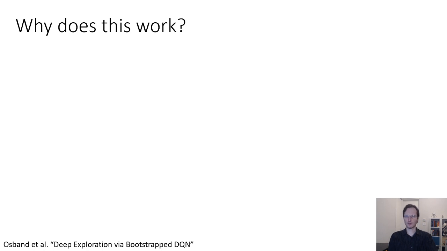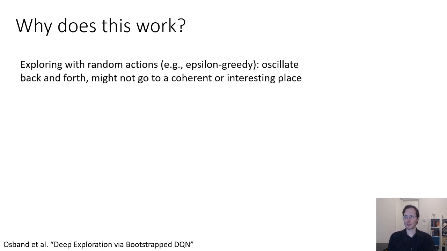All right, so why does this work? Well, exploring with random actions, for example by using something like epsilon greedy, results in one problem: you kind of end up oscillating back and forth. And you might not go to a coherent or interesting place just through random oscillation.